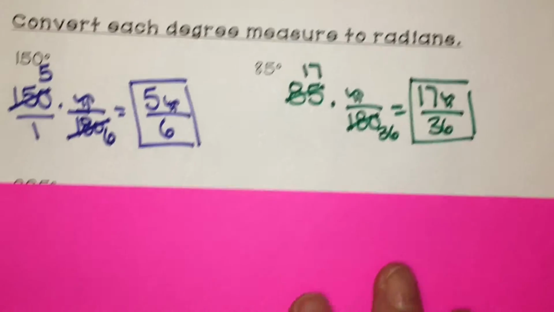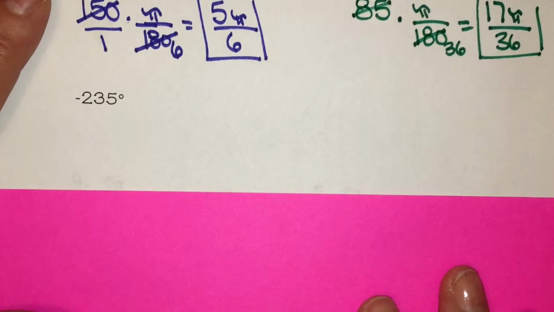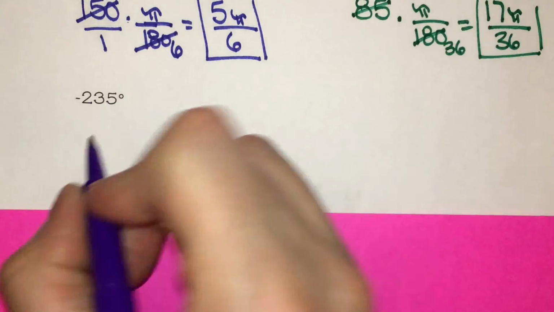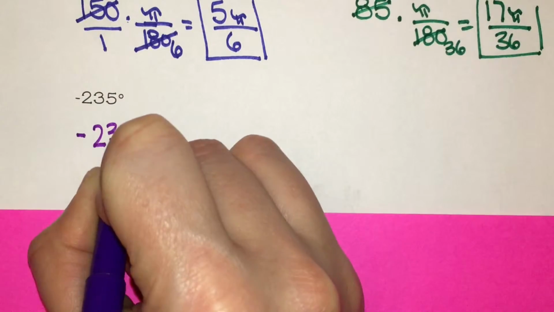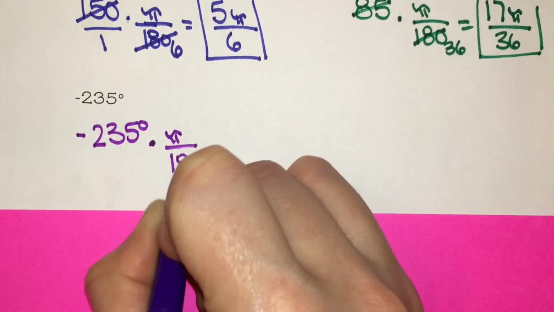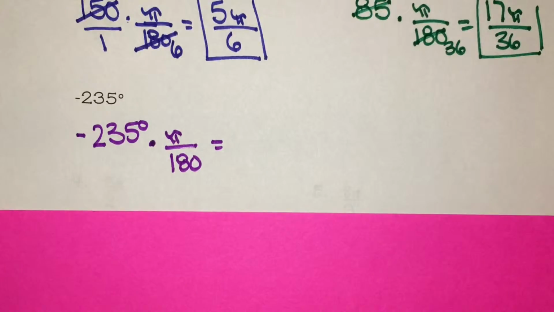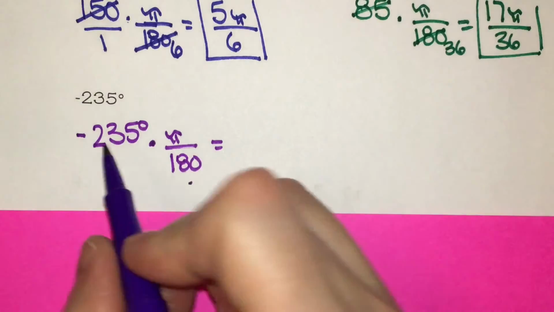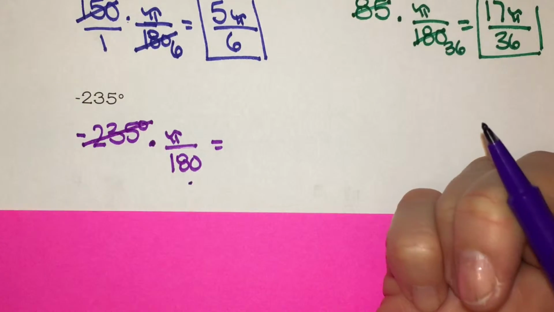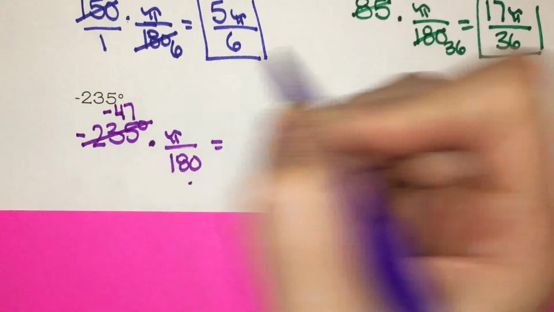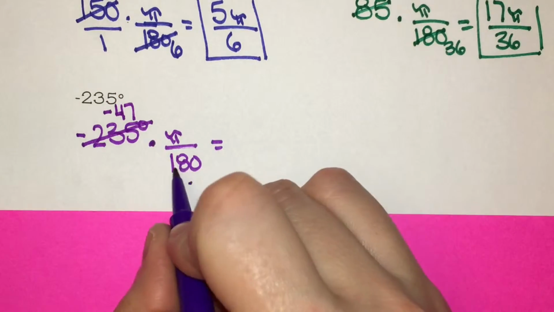All right, let's do one more together. This one we actually have a negative. Negative 235 degrees. So you need to make sure you pay attention to that negative and carry it over to your answer. So negative 235 degrees multiplied by pi over 180. All right, I know I can divide 235 and 180 both by 5. So negative 235 divided by 5 leaves me with negative 47. And 180 divided by 5 is 36.